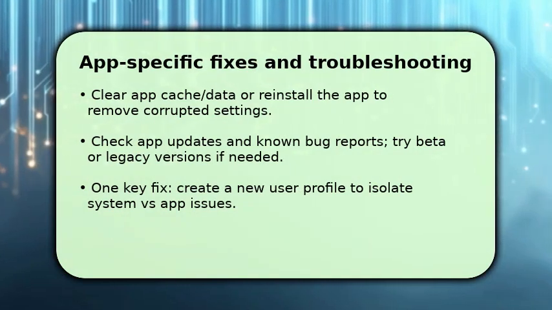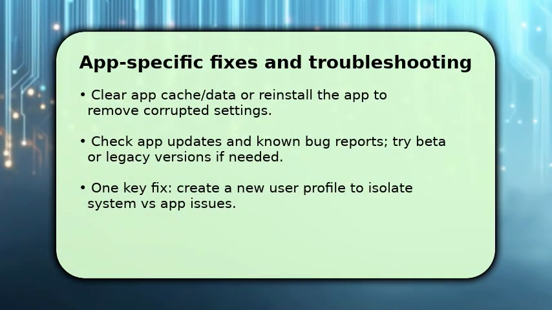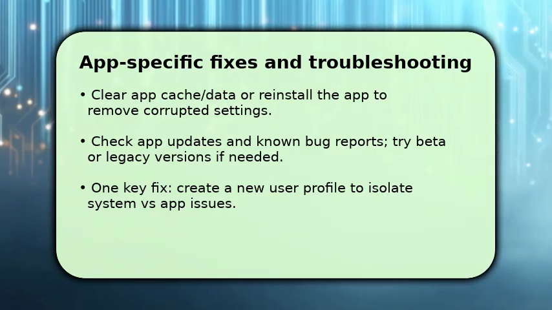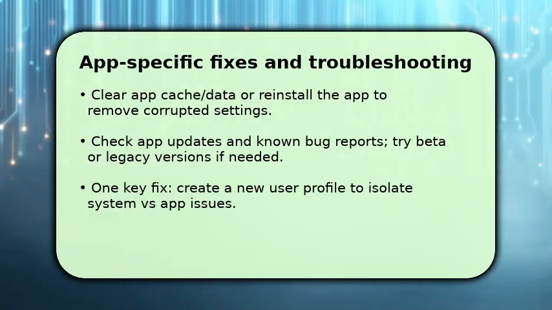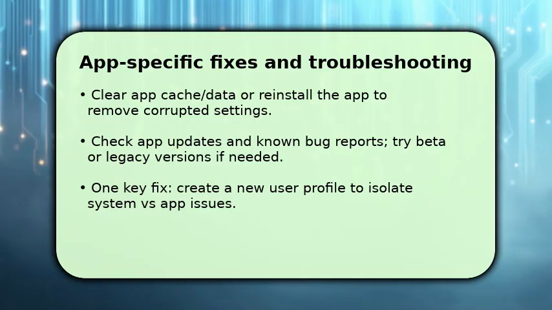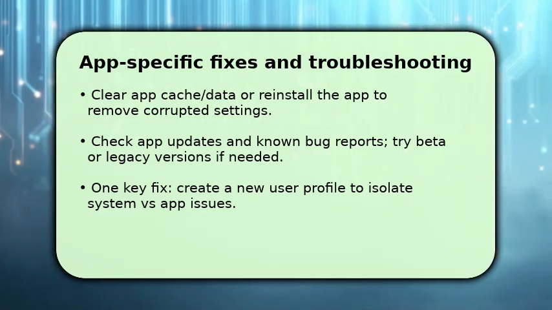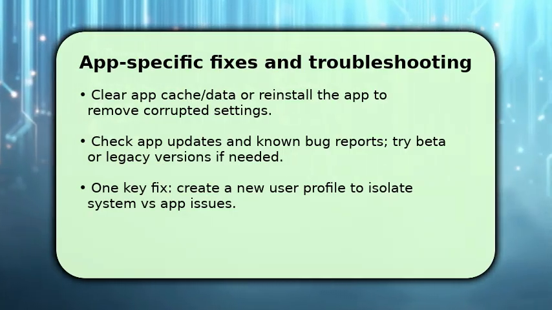Finish by addressing app-specific settings and isolation techniques so you can pinpoint the fault. Clear the app cache or data, and if that fails, reinstall to remove corrupted configuration. Make sure the app is updated. Sometimes a newer or older build resolves regressions.